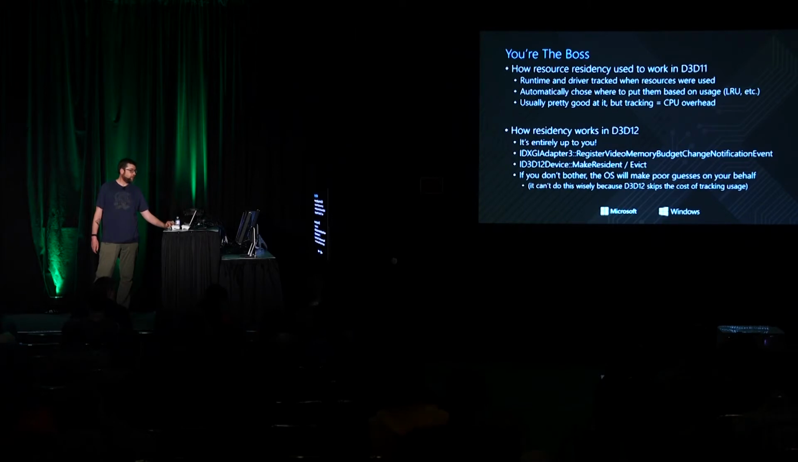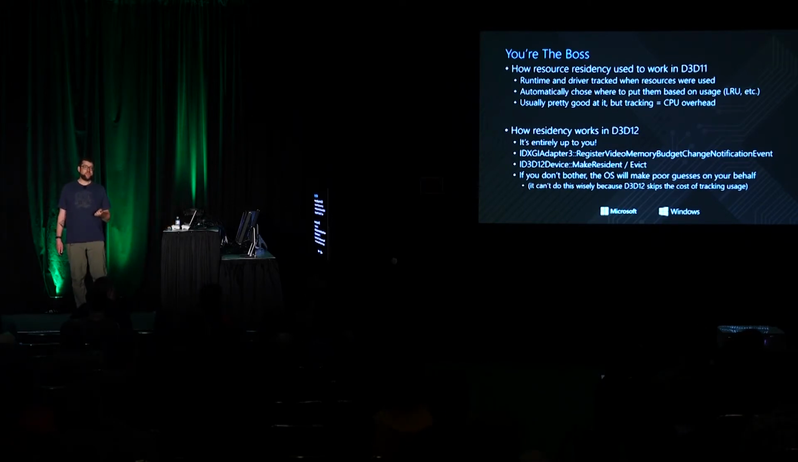So in D3D 11, we would find most games could have significant overcommit, which is the term for when they're touching more resources than there is fast video memory. And it would be fine, not as fast as if everything fit in video memory, but there was no performance cliff. The downside is all of that tracking was very real work. Every single time you called set texture, set vertex buffer, there were little counters being manipulated and least recently used counts updated, and that costs.